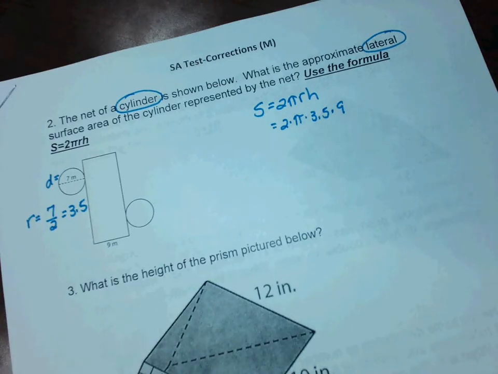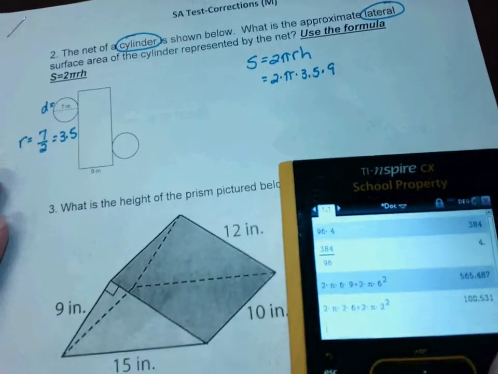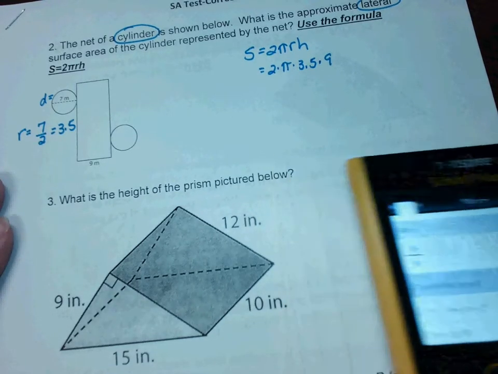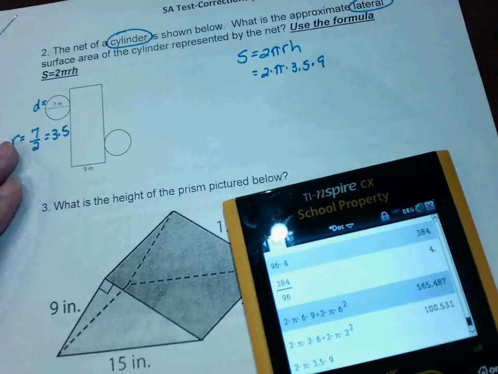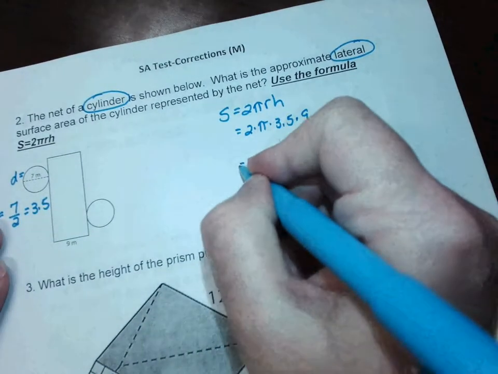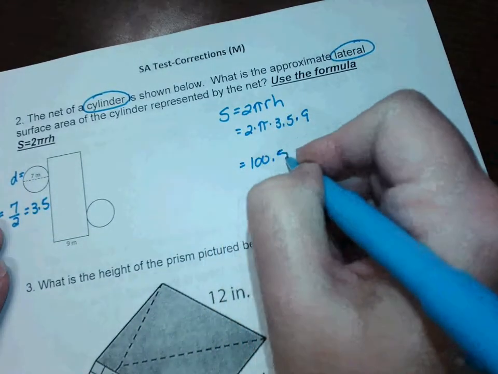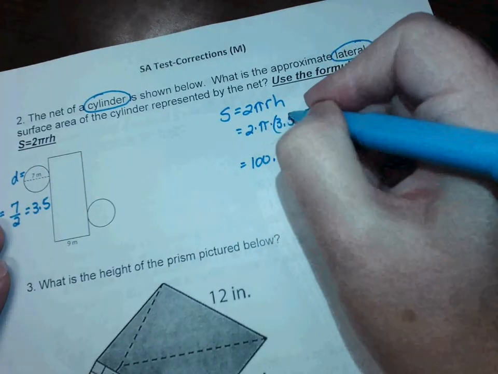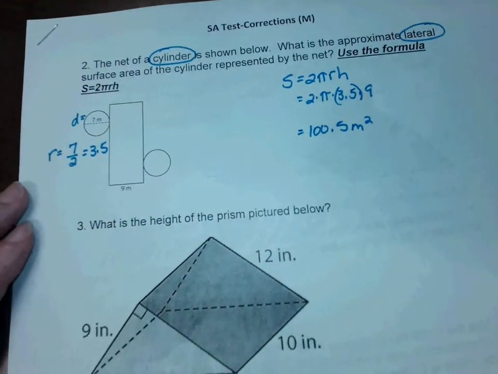All right, so I'm going to use my calculator, sorry about that, and I'm going to do 2 times pi times 3.5 times 9. And I get 100.5, and that is meters squared. It should be 3.5 times that.